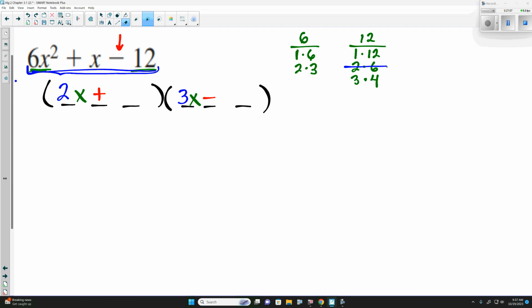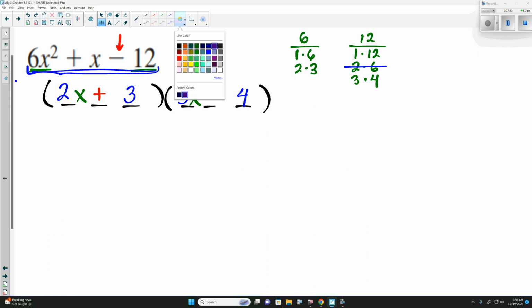2 and 6 is out for 2 and 3. And actually 1 and 6. Because I can't put 6 and 6 together. I can't put 6 and 2 together. Because it's gone completely. So we can do 3 and 4. I'm just picking the bottom one just to do this here.